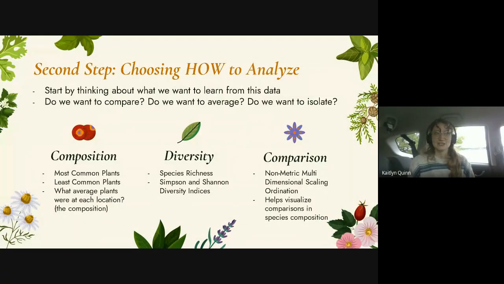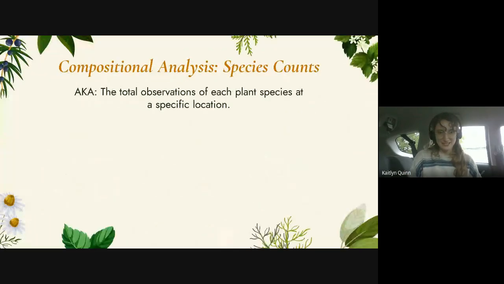And lastly, I wanted to do a big comparison. So I specifically use an NMDS scaling ordination. I will talk about that later, but I wanted to help visualize comparisons of the species compositions to understand how each location differs. So to begin, for the compositional analysis, I wanted to start off easy. So I just wanted to count the species that were there. So species count is basically the total observation of each plant species at a specific location.